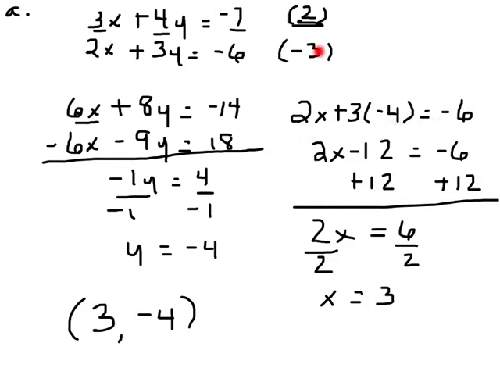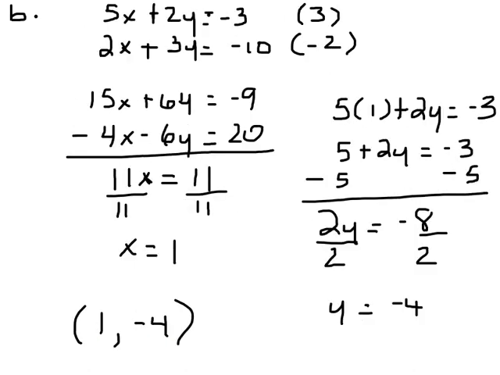So I'm going to do it in this bottom equation. 2 times x plus 3 times negative 4 equals negative 6. When I do the math there, I get 2x minus 12 equals negative 6. Add 12 to both sides, 2x equals 6, so x equals 3. And I'm going to write my answer in the point format, x first, then y.